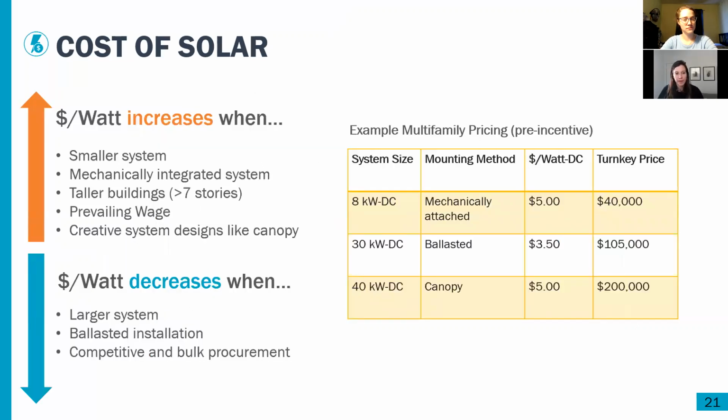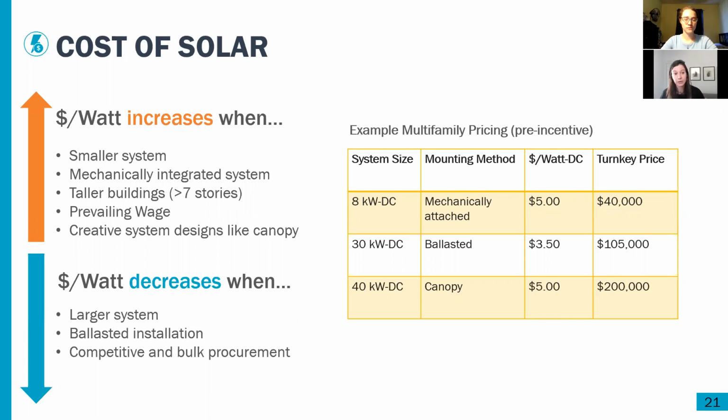So a couple more factors that might increase or decrease costs. Like I said, with a smaller system size, that dollar per watt cost is going to go up. Other increases: mechanically integrated or canopy systems tend to be a little bit more expensive because they need more robust structural systems. And then the taller the building, particularly over 7 stories, the more costs increase. And things like prevailing wage or other requirements for the project will also make the cost go up.